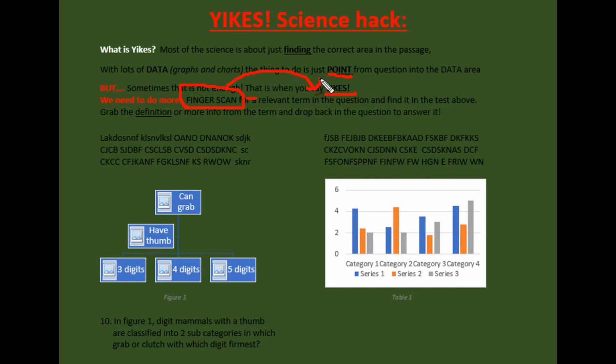All right, to summarize the steps in science: underline what's important, point to the right area, and then when you can't answer the question, you have to go back into the question and underline something relevant, usually the verb, and then go back up into the text area and finger scan for that one term. All right, let's take a look at a nonsense example I just quickly made up.